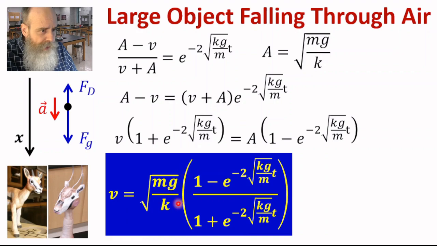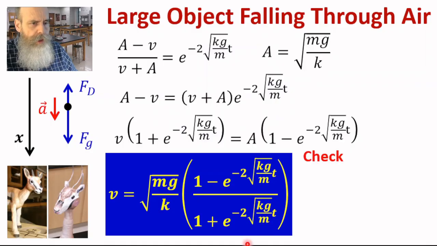So this is our velocity. Square root mg over k, this is the terminal velocity, times 1 minus e to negative 2 square root kg over m t over 1 plus e to negative 2 square root kg over m t. Let's check this solution.